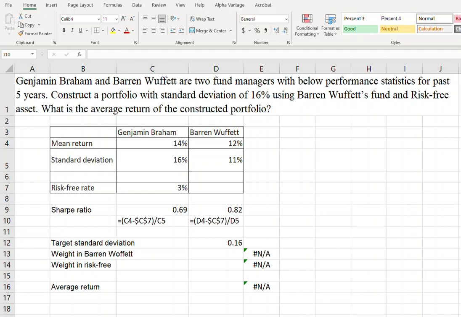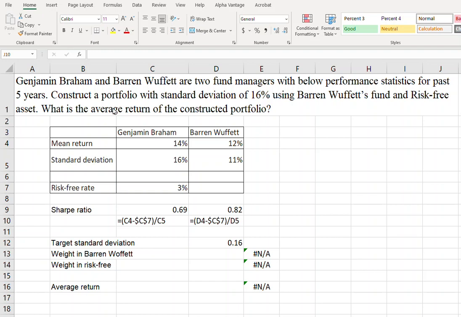Quiz 5, Question 2. Brom and Woofet are two fund managers with the below performance statistics for the past 5 years. So here are our statistics. Construct a portfolio with a standard deviation of 16% using Woofet's fund and a risk-free asset. What is the average return of the constructed portfolio?